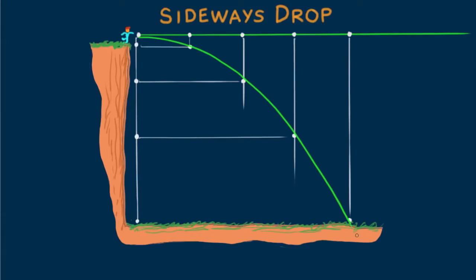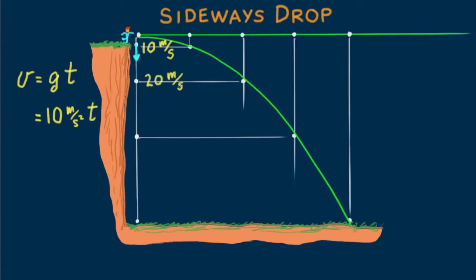Let's look at some velocities. First, vertically. An object dropped from rest gains a velocity, v equals gt. g is the acceleration of fall, 10 meters per second squared. So in 1 second, its velocity is 10 meters per second.